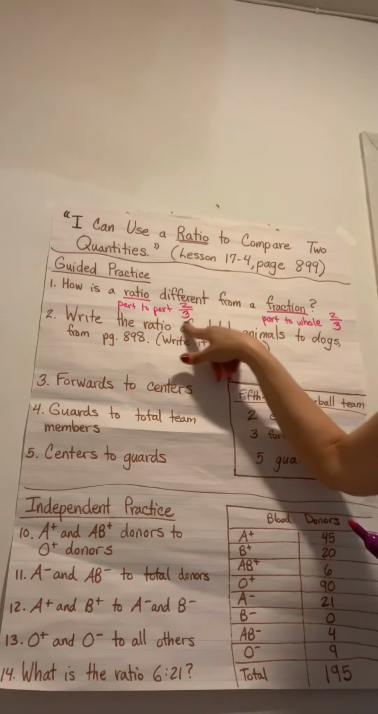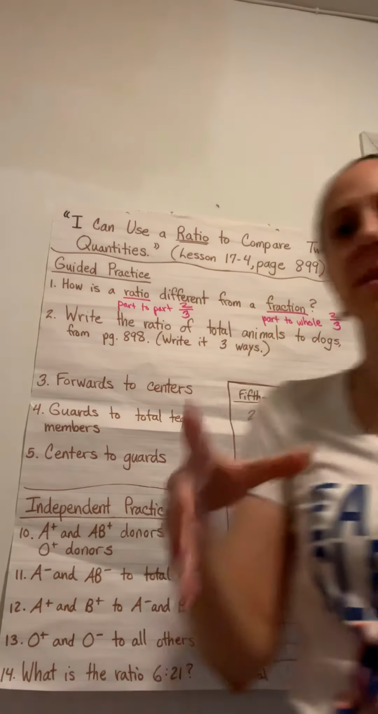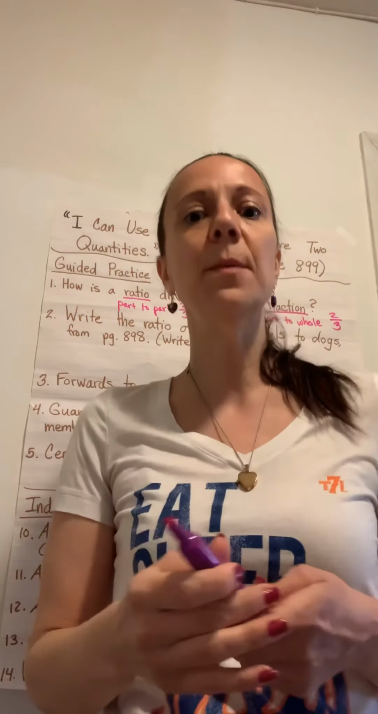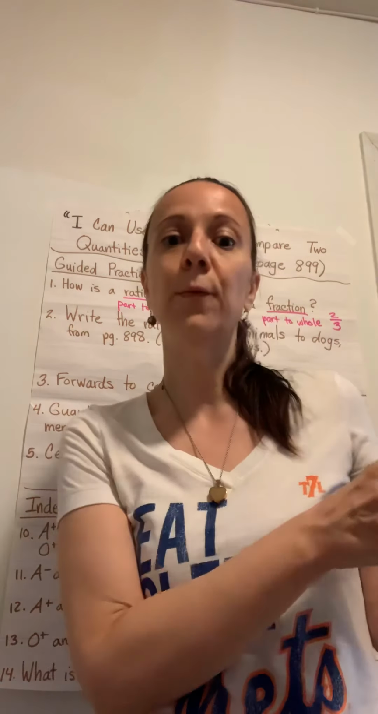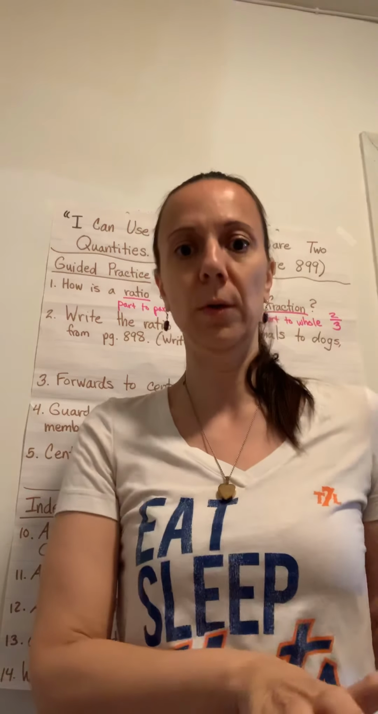This doesn't mean the total number of animals. It means the number of another part. So that's the big difference. Ratio is a part to a part, no matter how it's written. And a fraction is a part of a whole.